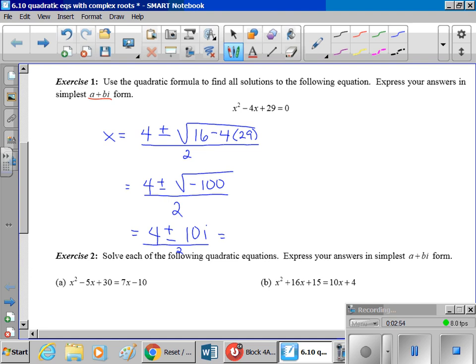Remember, the square root of negative 100 is the square root of 100 times the square root of negative 1. That gives us 10i. So our final answer is going to be 4 plus or minus 10i each divided by 2, which is equal to 2 plus and minus 5i.